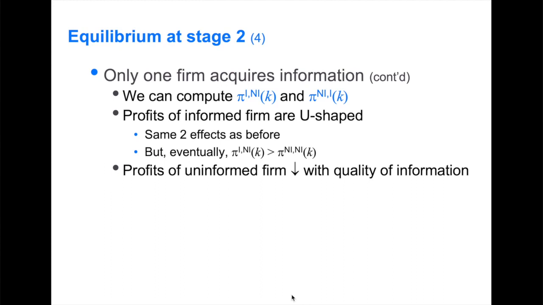Okay, so we can again compute the profits of the two firms for a given value of information. The firm that has the information whereas the other one doesn't, and symmetrically the firm that doesn't have the information whereas the other firm has. Okay, we again have a U-shaped function, and we find also that the profit of the firm without information decreases with the quality of information. Right, so I realize here that I'm not giving you a lot of details, but I don't want you to go into these details. I just want you to have the big picture.